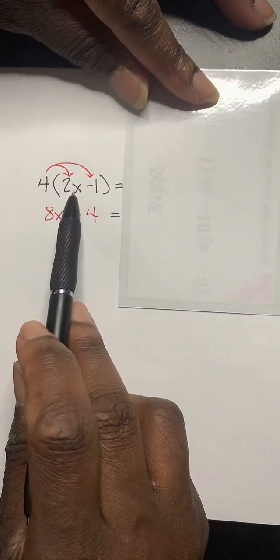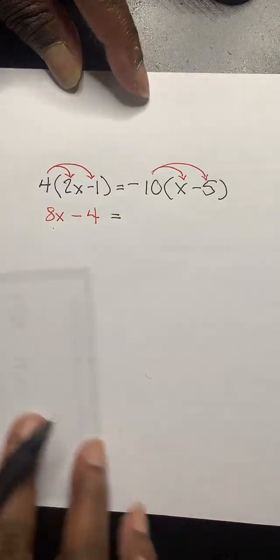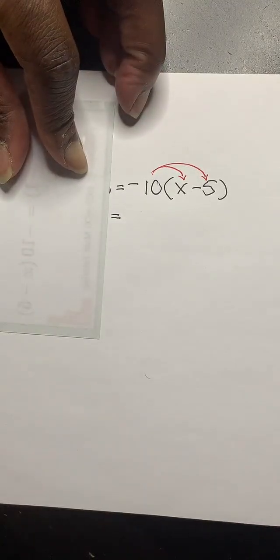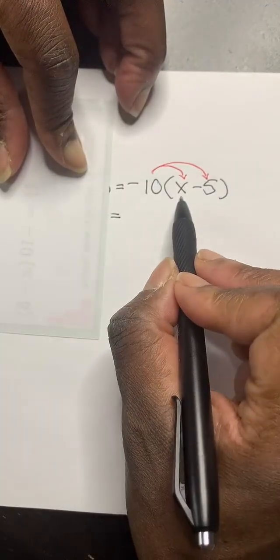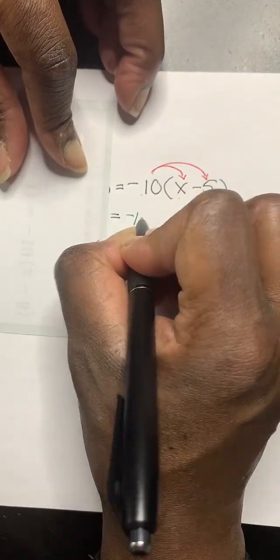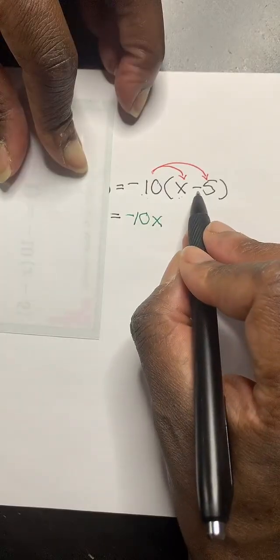All we did was distribute. When we distribute, we multiply. So now, covering up the other side, we have our -10 being multiplied. So -10 times x gives us -10x. Now -10 times a -5.